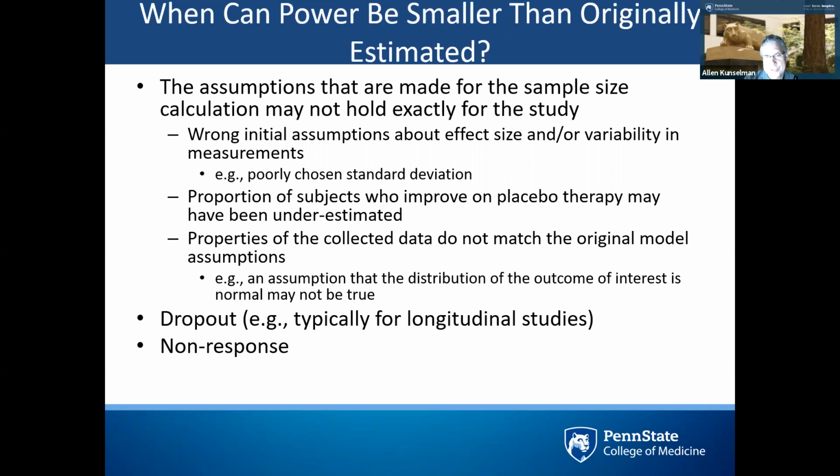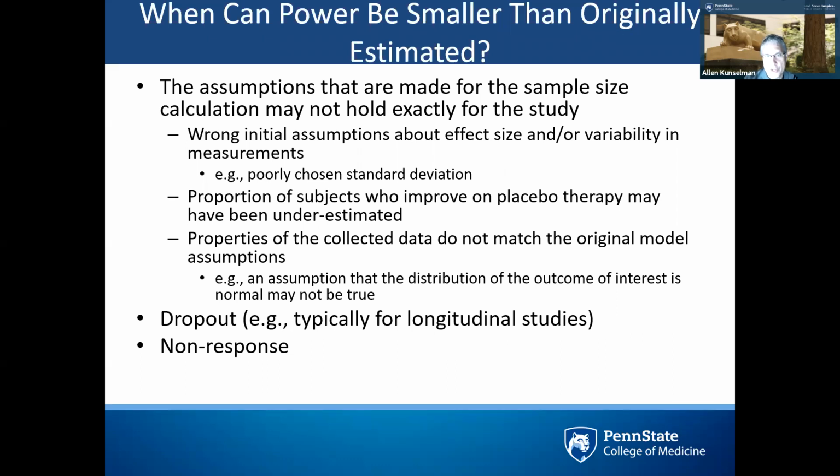The proportion of subjects who improve on placebo therapy may have been underestimated. I see a lot of researchers that want to say there's no placebo effect, meaning that the group of people who are going to get placebo, all their blood pressure is not going to change from the start of the study to the end of the study. So we're going to assume there's no change. Well, it could have changed by a small number, 5 millimeters of mercury. So there could be a placebo effect you didn't account for.